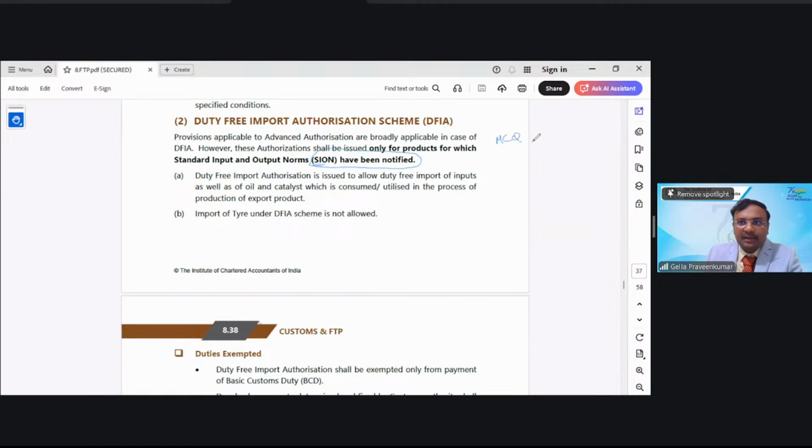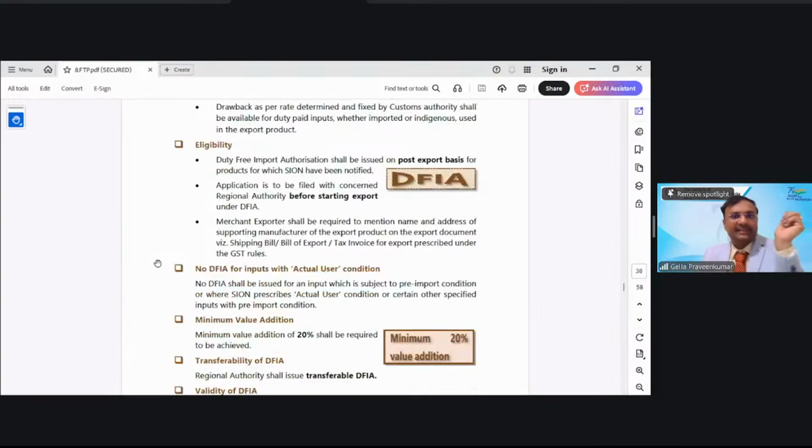MCQ question. Any products which are manufactured not in compliance with SION are eligible for duty-free import authorization? Answer is no. Only those products which are in compliance with standard input-output norms are eligible for DFIA. Import of tyre under DFIA is not allowed. This is an exception. DFIA shall be exempted only from payment of basic customs duty. As I mentioned earlier, out of all the duties, basic customs duty alone is exempted.